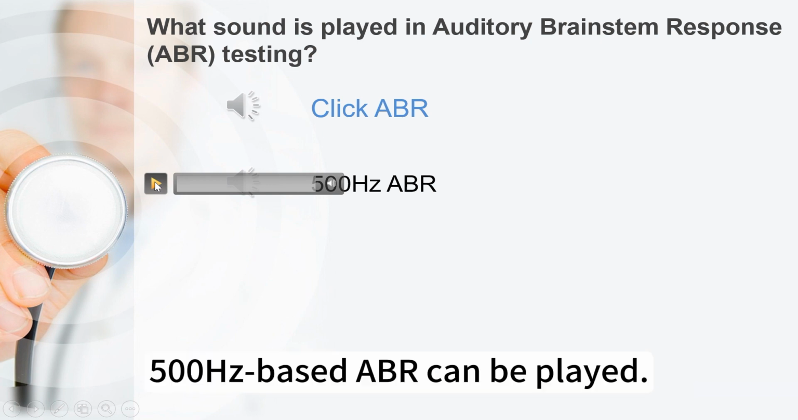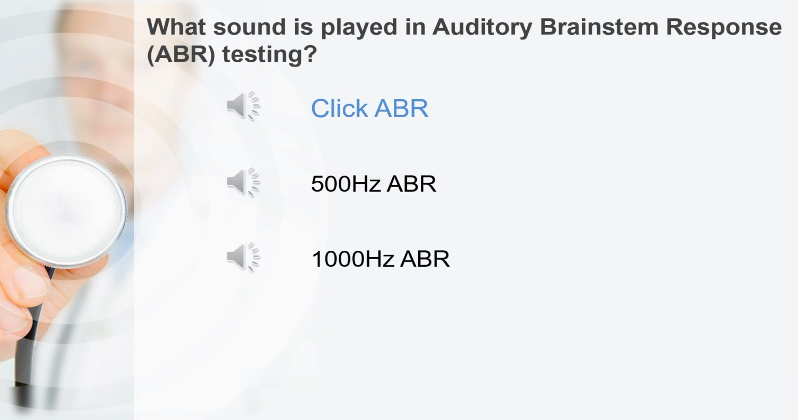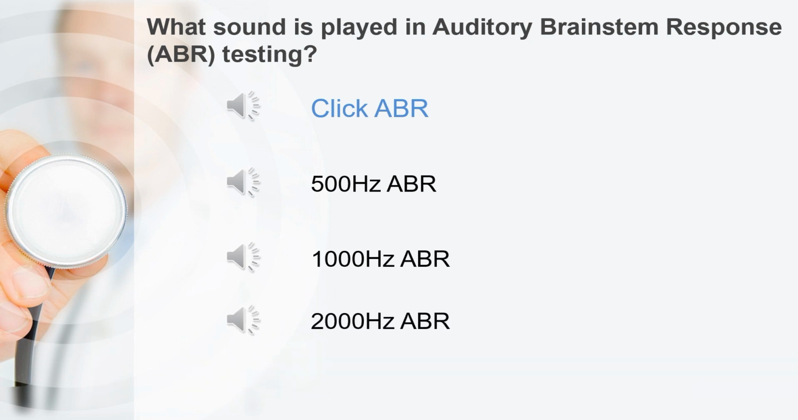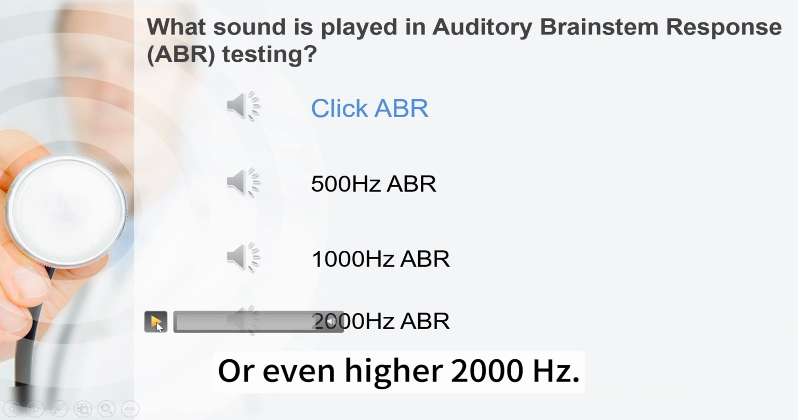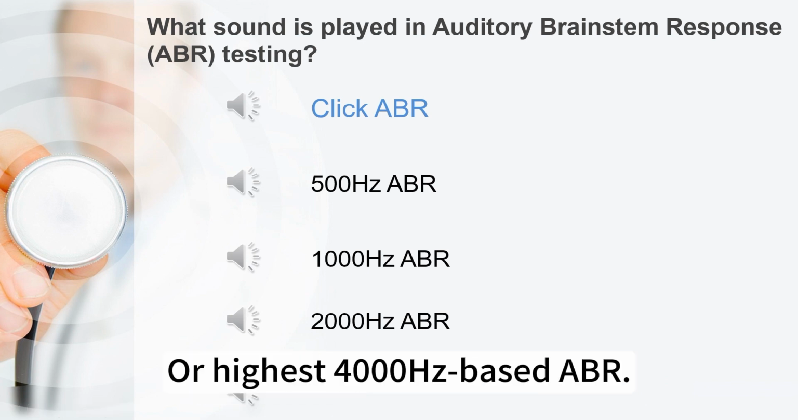Alternatively, 500 Hz based ABR can be played. Or the sound can be 1000 Hz. A 1000 Hz ABR is higher in pitch than 500 Hz, of course. Or even higher, 2000 Hz. Or highest, 4000 Hz based ABR.